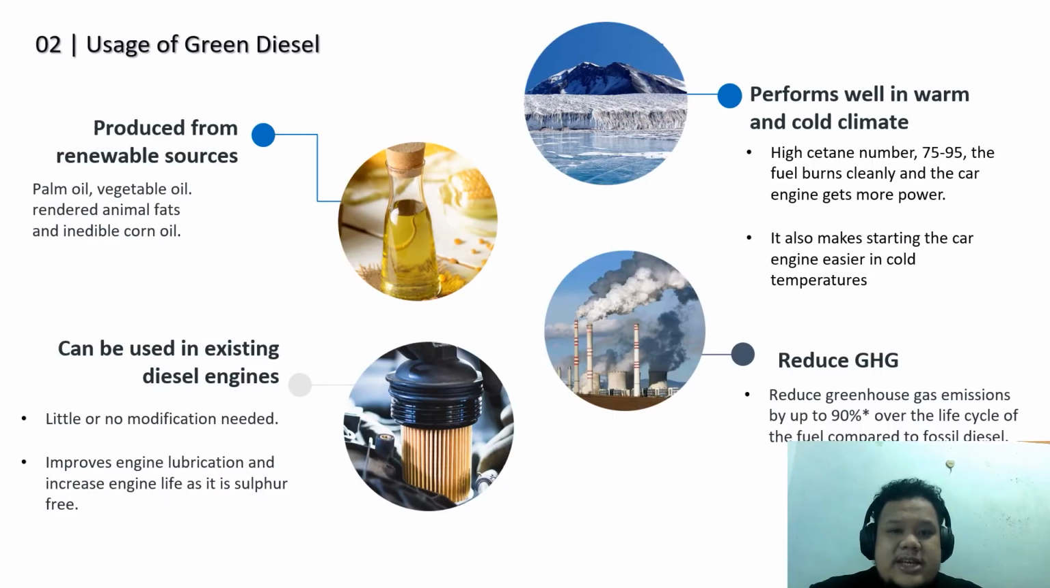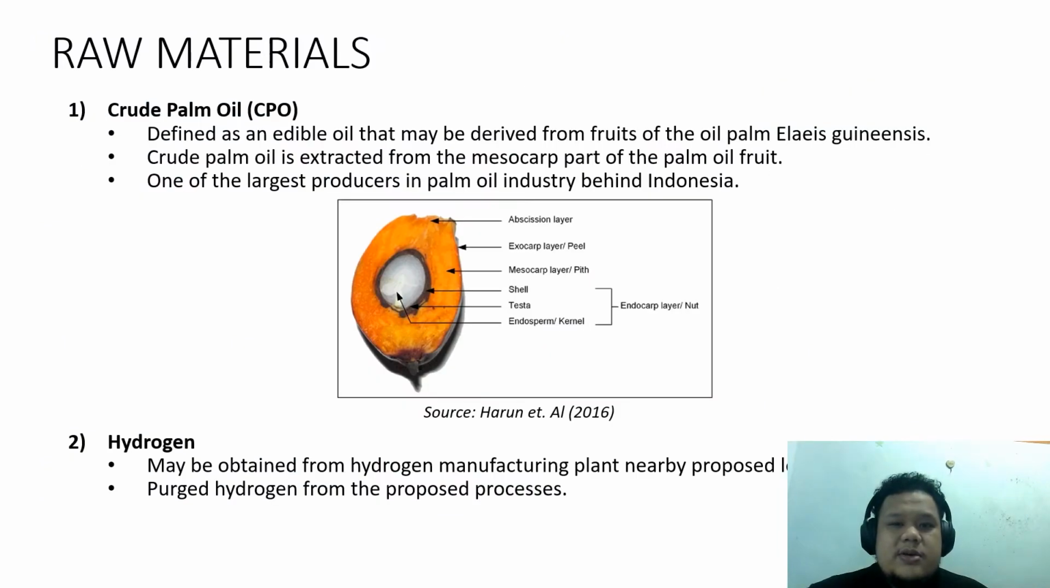There are four advantages of using green diesel. First, it is produced from renewable sources, and second, it can be used in existing diesel engines. Third, it performs well in warm and cold climates, and last but not least, it also reduces greenhouse gas emissions to the surroundings. There are two raw materials used for this particular project.